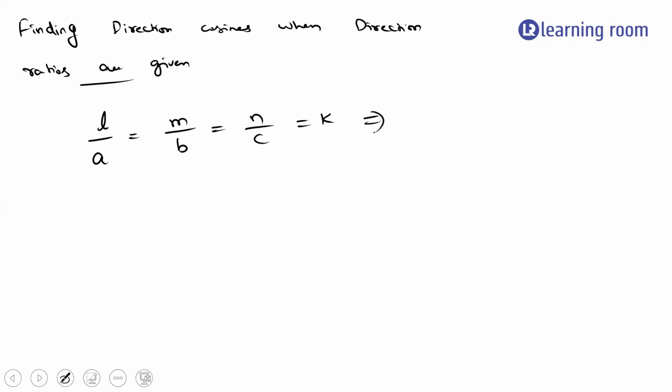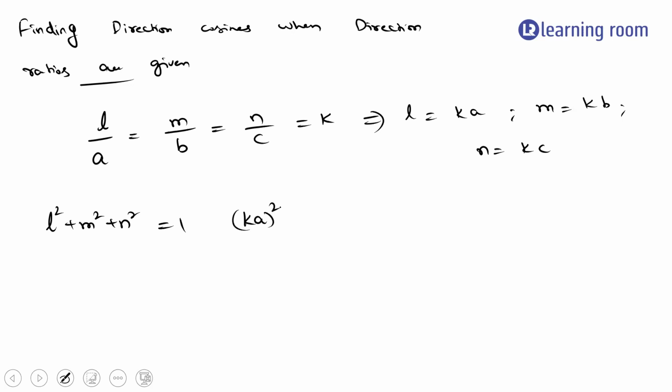So from this, what can I conclude? L will be equal to K times A, M will be equal to K times B, and N will be equal to K times C. Now what is L square plus M square plus N square equal to? It is equal to 1. So it will be K A square plus K B square plus K C square, all squared, equal to 1. So what can I do to that K? I take the K square outside. So K square into A square plus B square plus C square is equal to 1.